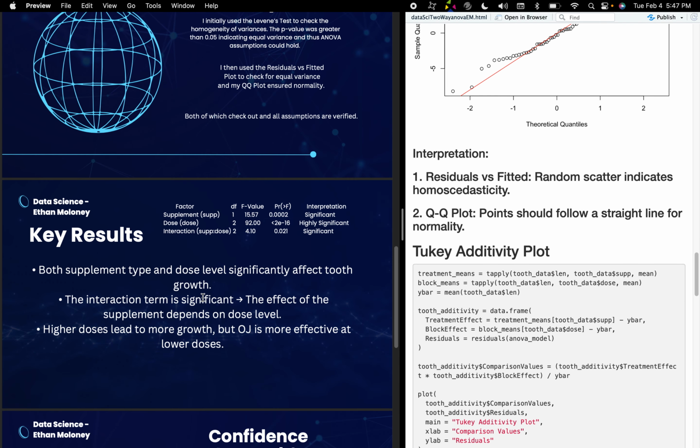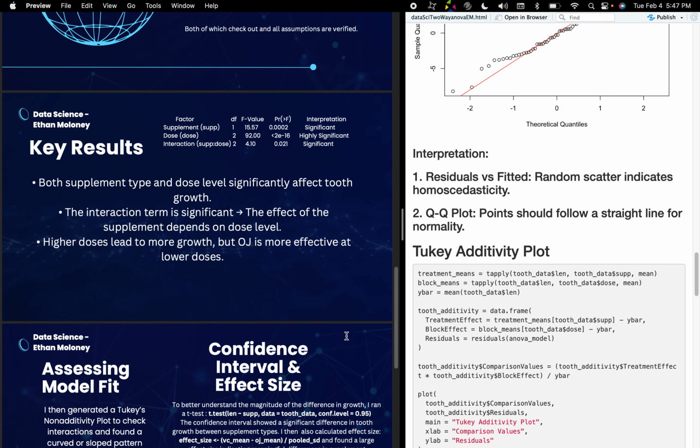So both supplement type and dose levels significantly affect tooth growth. We can see here in the p-values that supplement was 0.0002, which was also significant because that's less than 0.05. Dose was highly significant as it's basically almost close to 0. And the interaction between supplement and dose was also significant as 0.021 is less than 0.05. The interaction term is significant. And higher doses lead to more growth, but orange juice is more effective at lower doses.